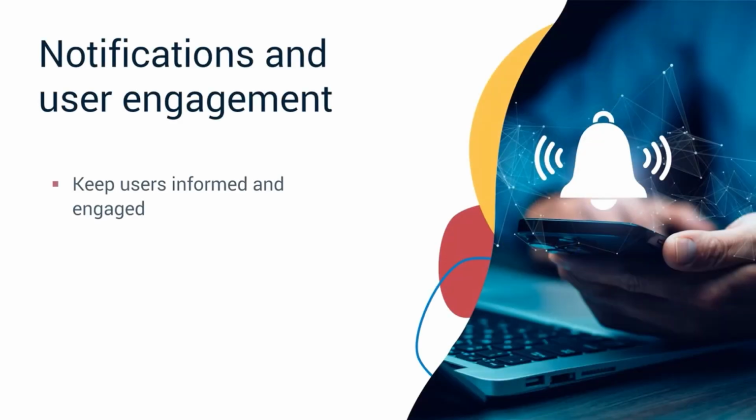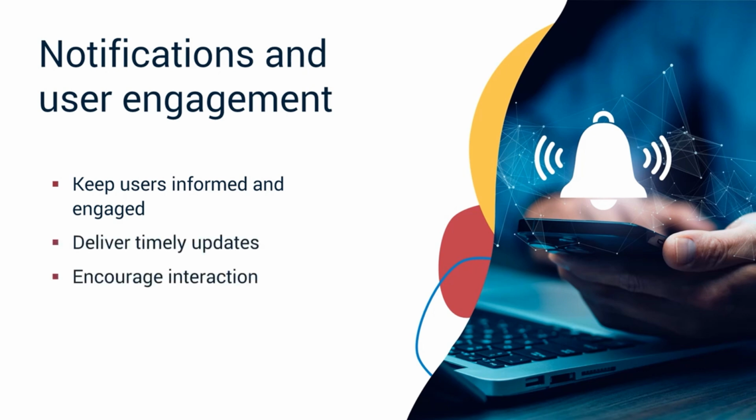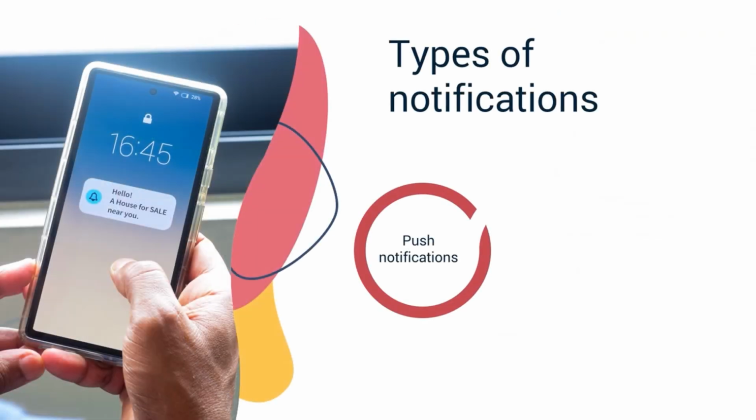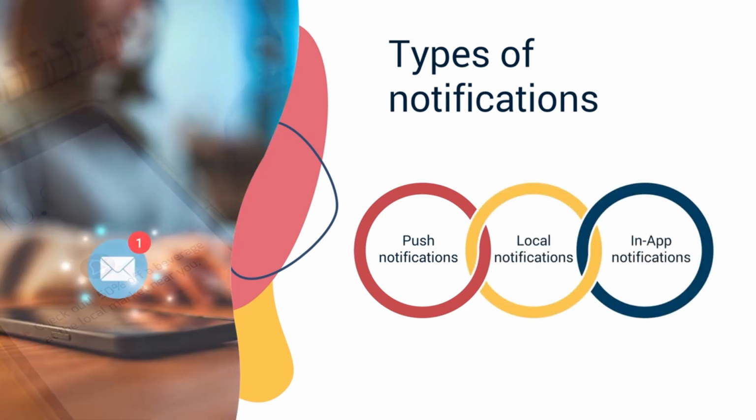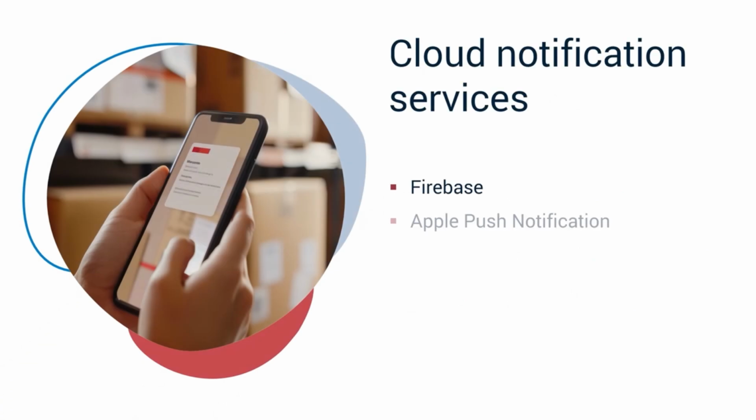Notifications are key to keeping users informed and engaged with your app. They can deliver timely updates, encourage interaction, and return users to your app after a trigger event. Push notifications are sent from a server to a user's device, while the app can generate local notifications. In-app notifications provide real-time alerts during active app use, ensuring immediate engagement. You learned about FCM and Apple Push Notification Service, two cloud services developers use to send push notifications. These services ensure seamless delivery across different platforms.